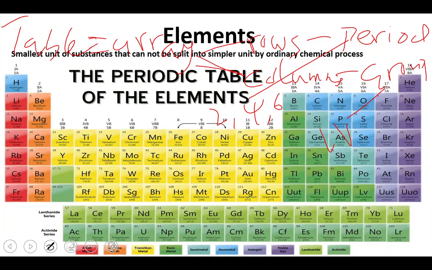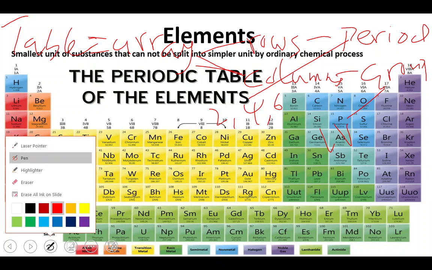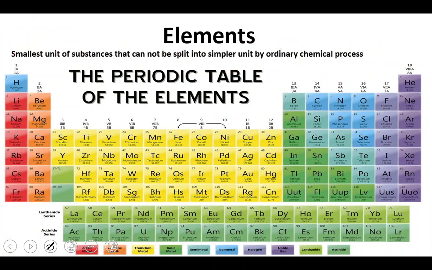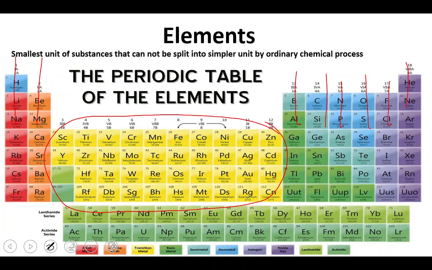Now, by looking at this, how many groups do we have? On the periodic table, there are two sets of elements. We divide them into two groups. We have group A elements and we have group B elements. The group A elements are the ones in group 1, group 2, group 3, group 4, group 5, group 6, group 7, group 8, or group 0. While the group B elements are the elements in between group 2 and group 3 of the A elements.